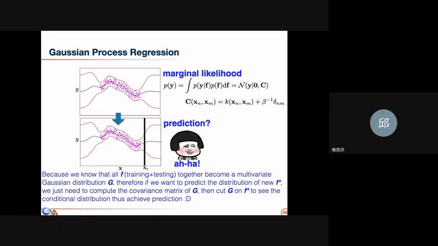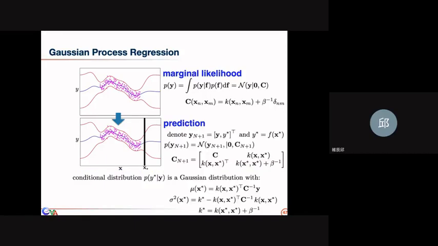So if we want to predict the distribution of the new f star, that means we want to do a regression for x star. We just need to compute the covariance matrix of this new Gaussian distribution, then cut this Gaussian distribution on f star to see the conditional distribution, and thus we achieve the prediction. I know perhaps it's a little bit hard for you to follow this sentence now, so let's check the equation.